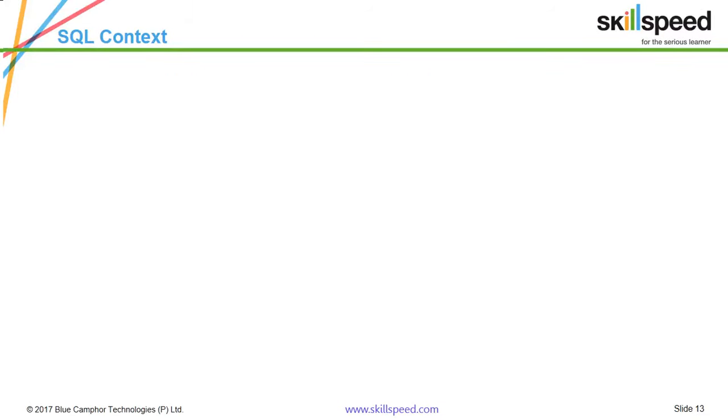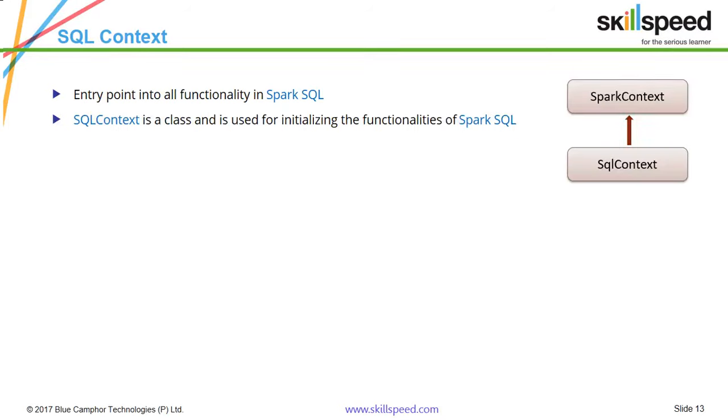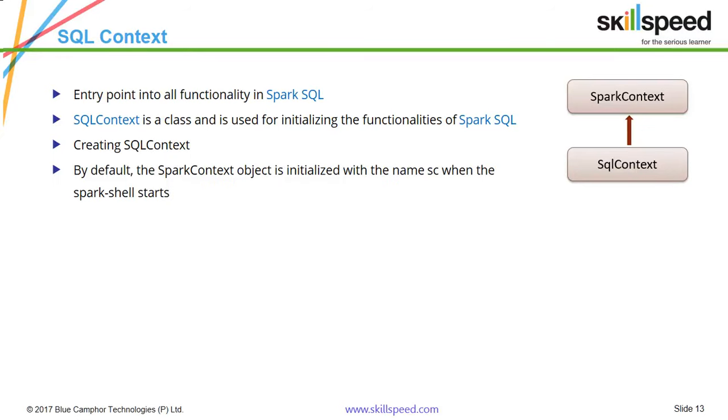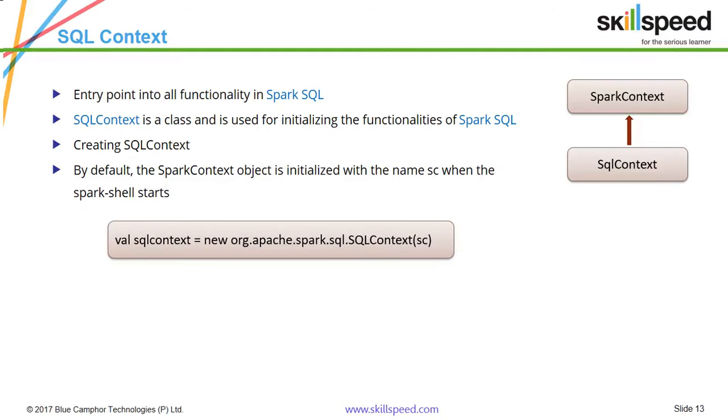Now the next thing that you have to understand is the SQL context. The SQL context is the entry point to your Spark SQL library. It is an object that is used to access and initialize Spark SQL functionality. If you are working on the REPL, then the SQL context object is by default available to you. However, if you are writing a program, then you have to create a new SQL context object, like you can see on my screen. So here you can say val sqlContext equals new org.apache.spark.sql.SQLContext(sc).